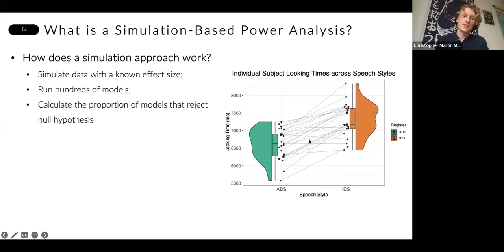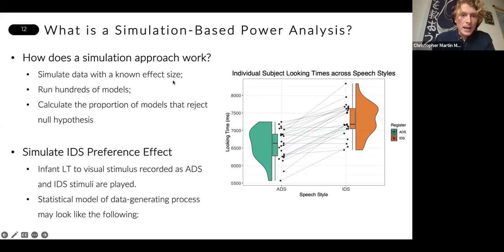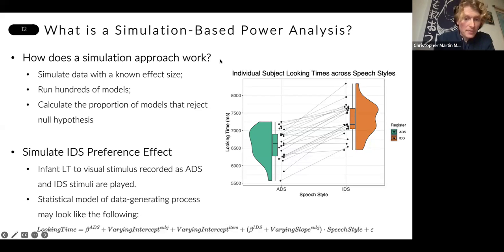And it looks something like this, where we have a longer looking time response to IDS over ADS. And the statistical model of the data generating process might look like the following.